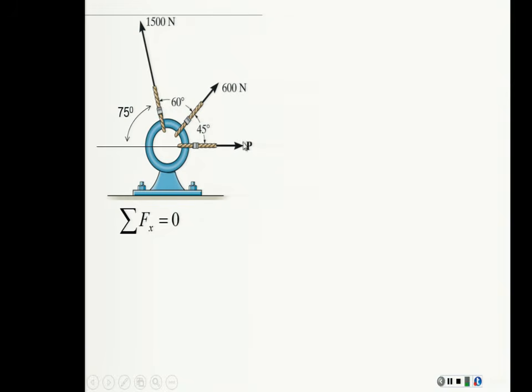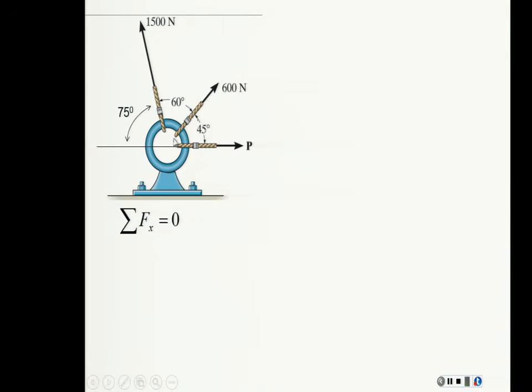I'm gonna get all of them together. So what do I have in X? If I have to add all the forces in X in order to calculate the resultant force, I'm gonna have P. I don't know how much that is, but it's gonna go in X to the right. I'm gonna have 600, but the X component of 600 is gonna be this one.